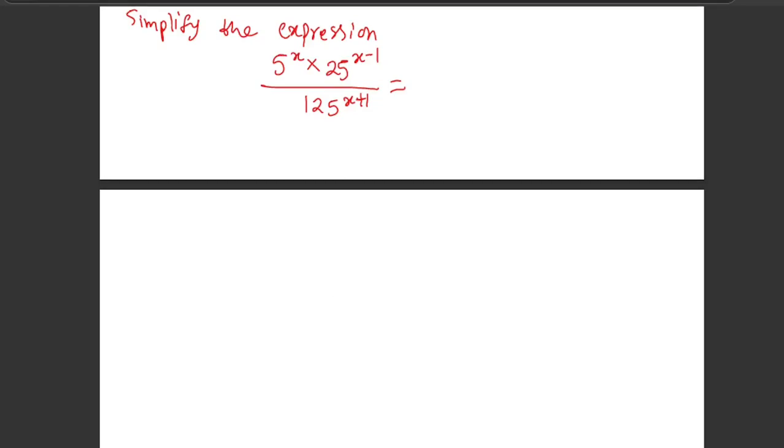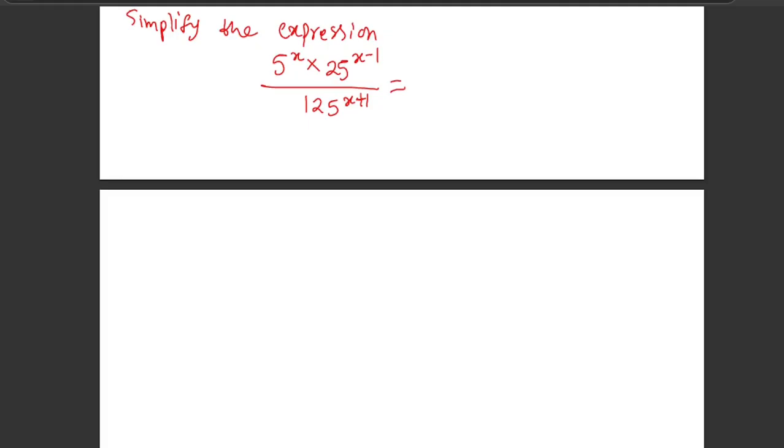Good evening. Today the episode will be solving WAEC type questions on indices. But you can see the first question here. Simplify the expression. It's a WAEC type question on indices: 5 raised to power x times 25 raised to power x minus 1, over 125 raised to power x plus 1.